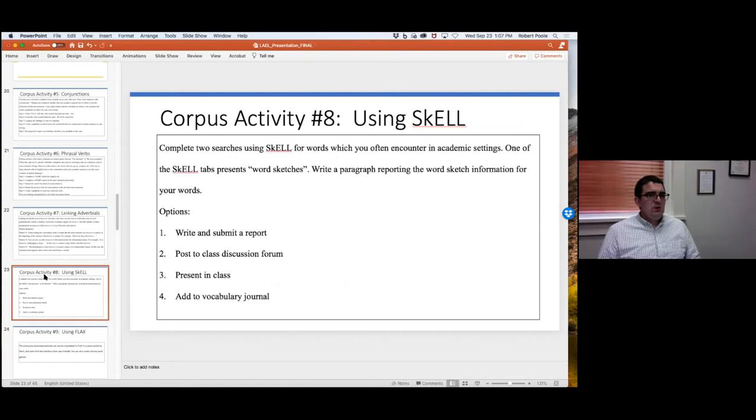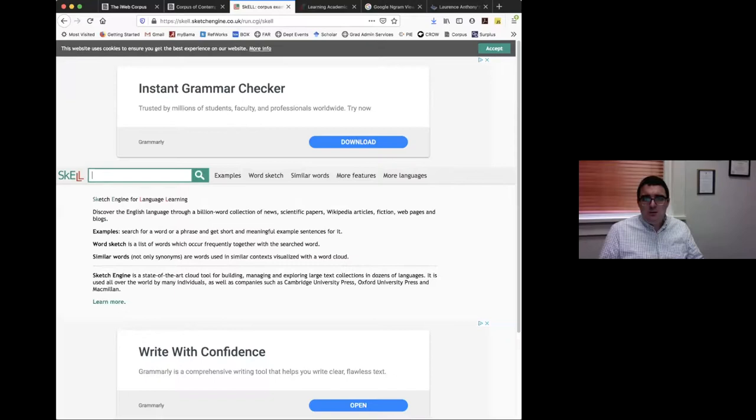Using SCALE. Okay, we've had some fans of SCALE out there, so I will flip over to SCALE for a moment. And if you're not familiar, I'll let you see it. Okay, so here we are on SCALE. Let's see, what search can I do? I'll do "significant" again. That will be fine.